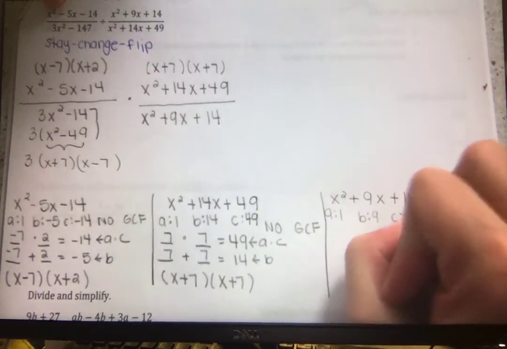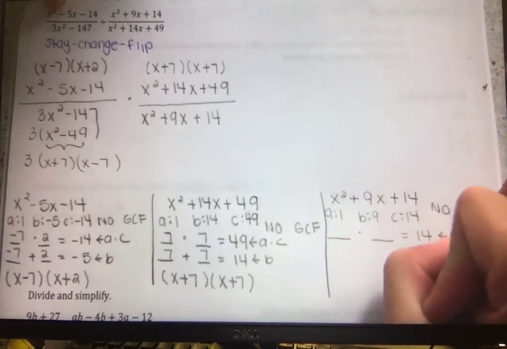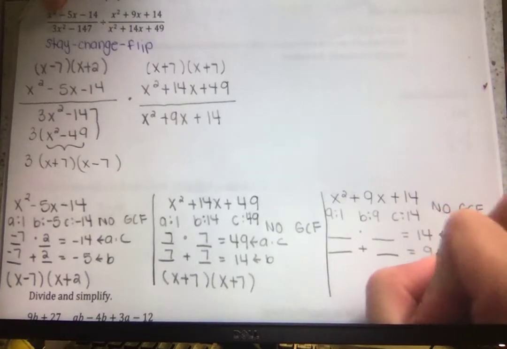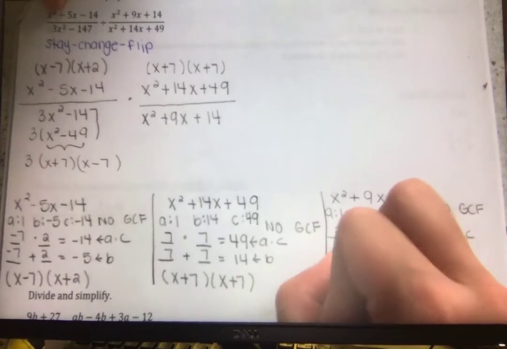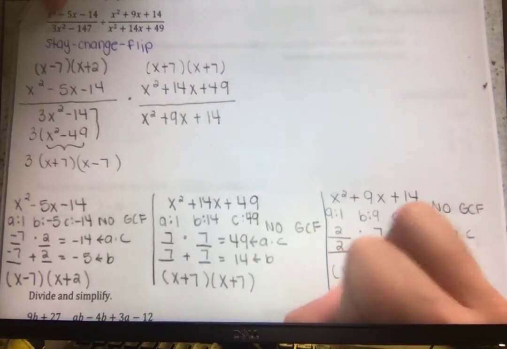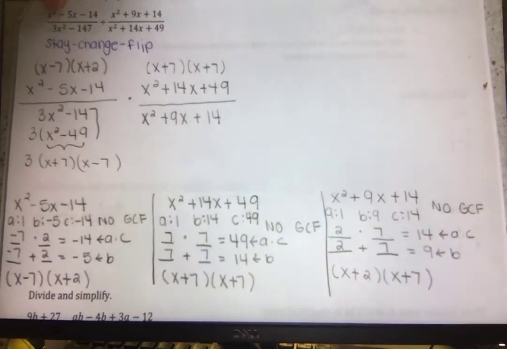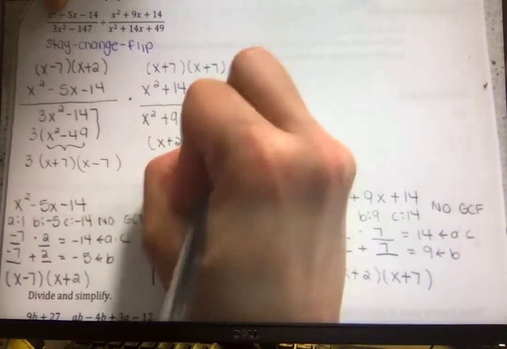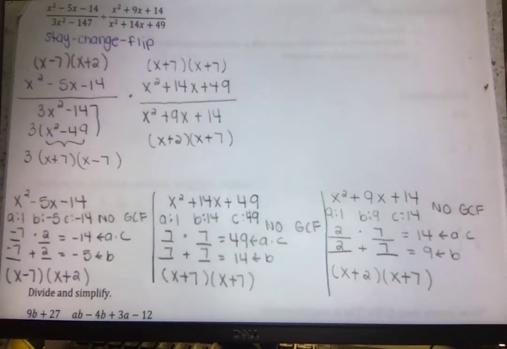Okay, so let's see what's left over. Up top, multiplying straight across, x minus 7 times x plus 2 times x plus 7 times x plus 7, all over 3 times x plus 7 times x minus 7 times x plus 2 times x plus 7. Just putting it all together.